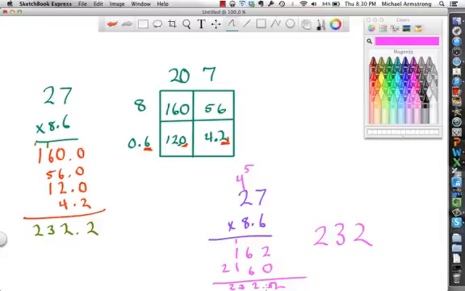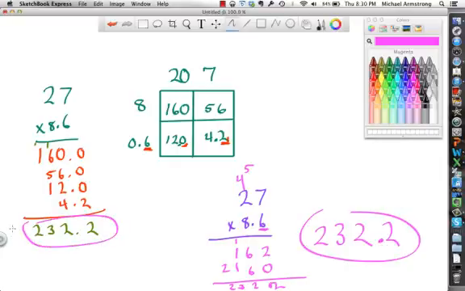All right. There we go. 2, 3, 2, 2. 2,322, but I have to remember that there is one place value to put back in, decimal. Now they match. Okay? That's all there is to it.